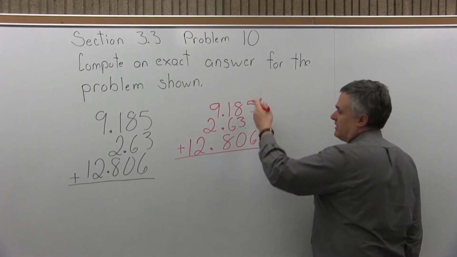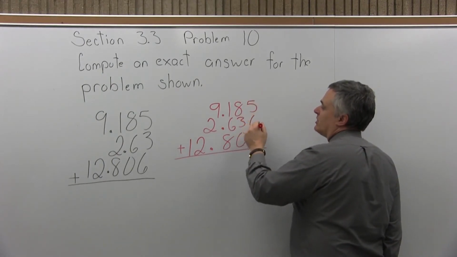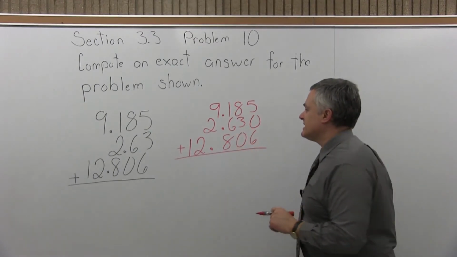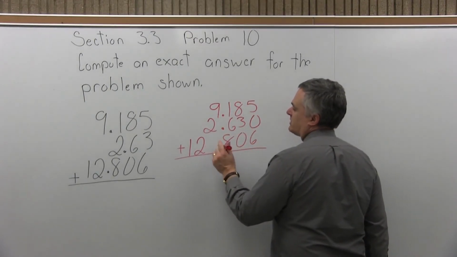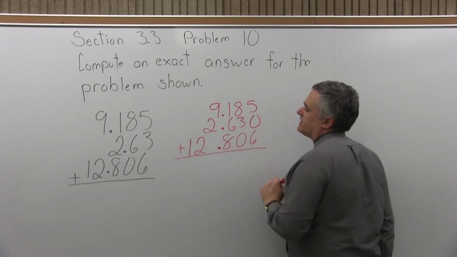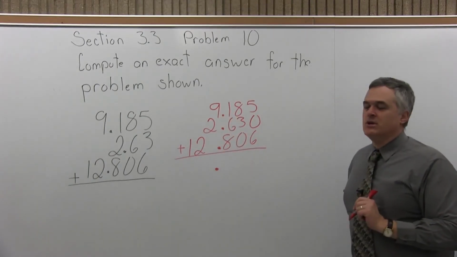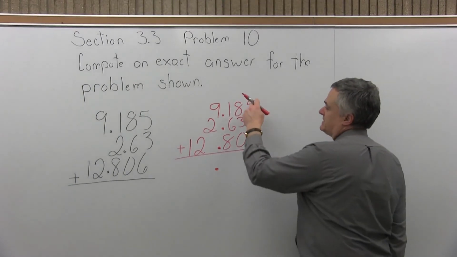Or if you really like a nice even look, you can fill in that spot with a 0. But the key thing is to make the decimals line up. I let this one drift to the left a little bit, but it's really in line. And then as you find the answer, it's got to stay in line too. So let's start adding the digits.